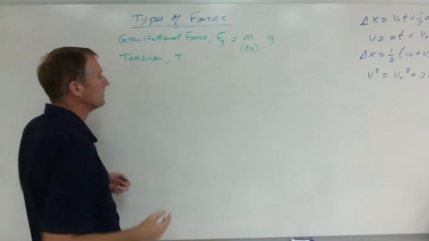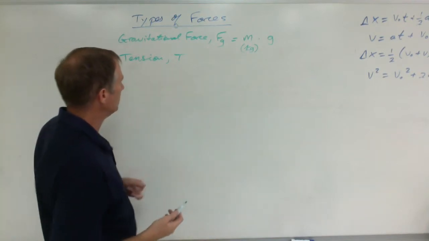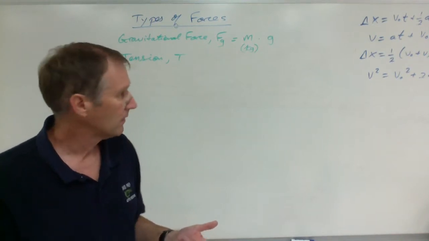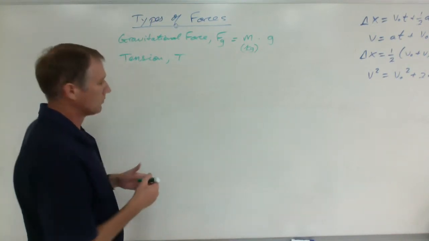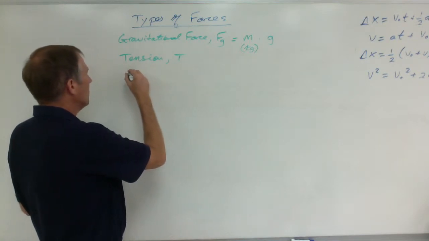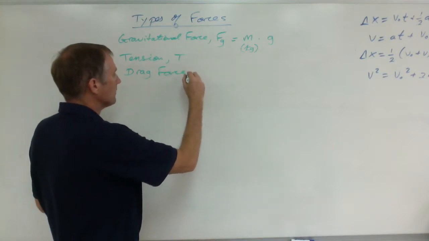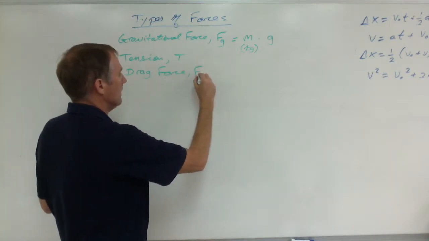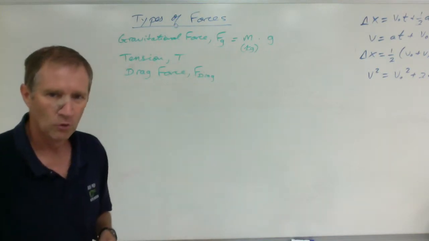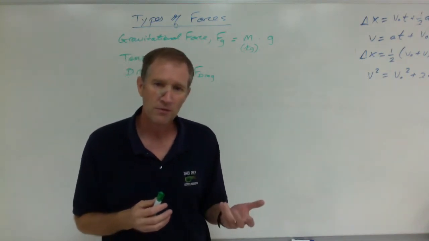We'll use an uppercase T. Sometimes you can use an F subscript T. I'll use an uppercase T for tension. Okay. Another type of electromagnetic force is one that you're all familiar with. We've been talking about any kind of drag force, which I usually use like an F drag, although there are different symbols, like sometimes I see an R for resistive force. But that's like air resistance. Any resistive force from a fluid.